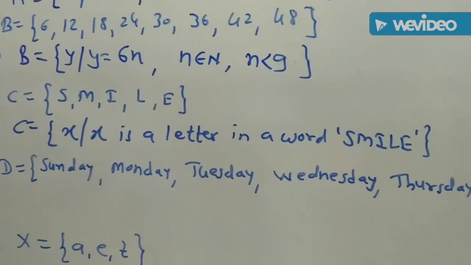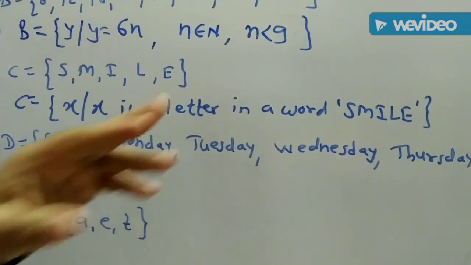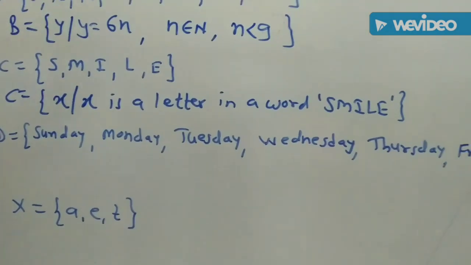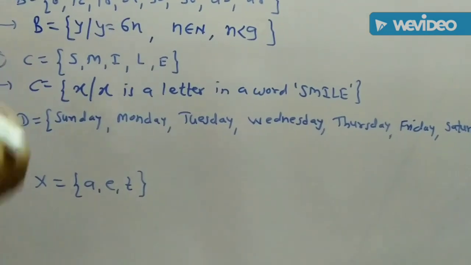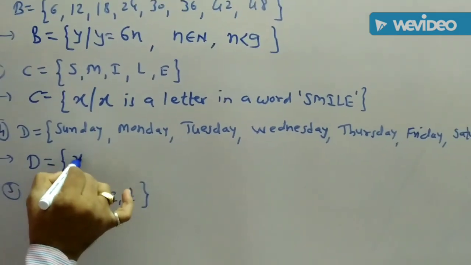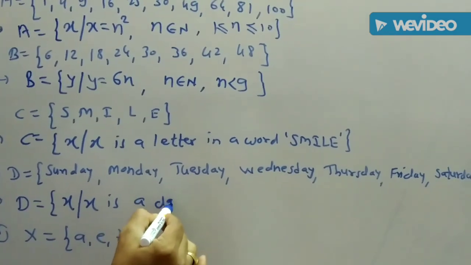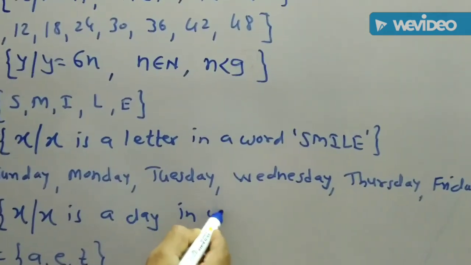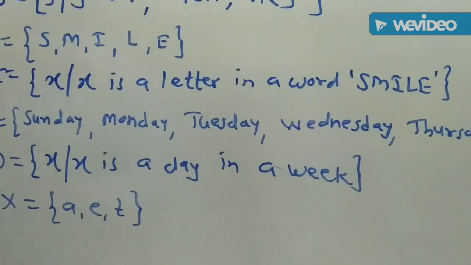Then next, fourth, D is given: Sunday, Monday, Tuesday, Wednesday, Thursday, Friday, Saturday. What are these? These are the days in a week, or we can write here D is the set of x such that x is a day in a week, or days of a week.